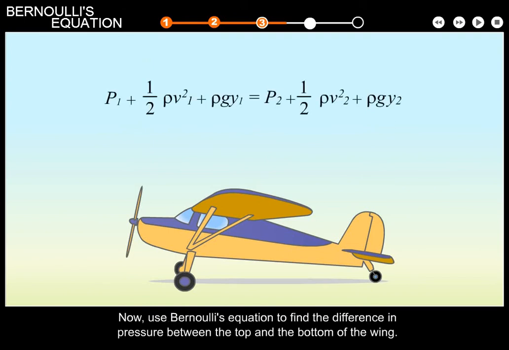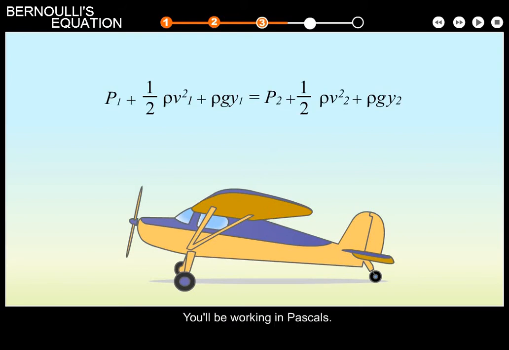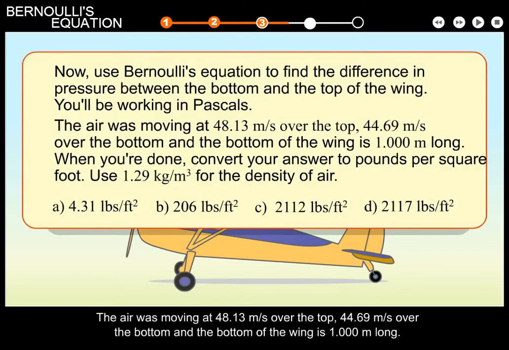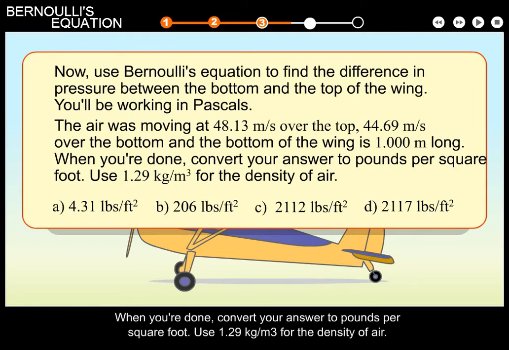Now, use Bernoulli's equation to find the difference in pressure between the top and the bottom of the wing. You'll be working in pascals. The air was moving at 48.13 meters per second over the top, 44.69 meters per second over the bottom, and the bottom of the wing is 1.000 meters long. When you're done, convert your answer to pounds per square foot. Use 1.29 kilogram per meters cubed for the density of air.